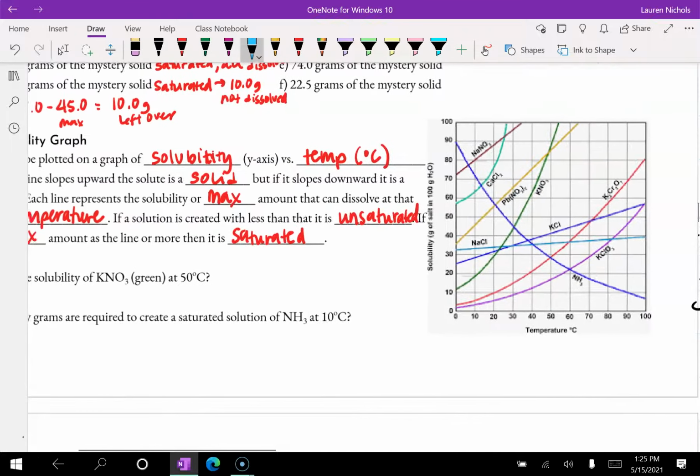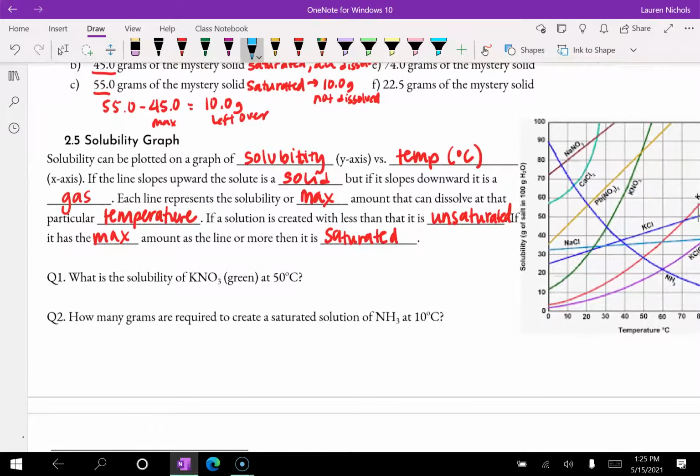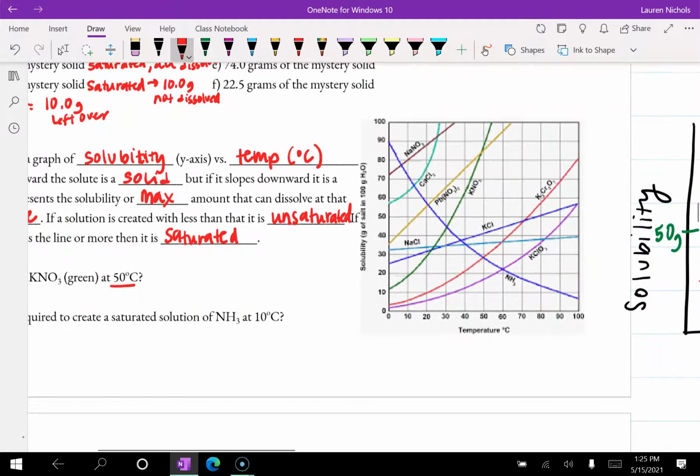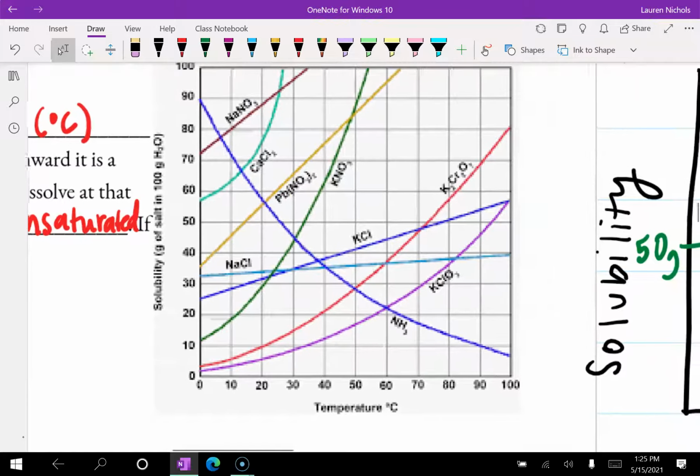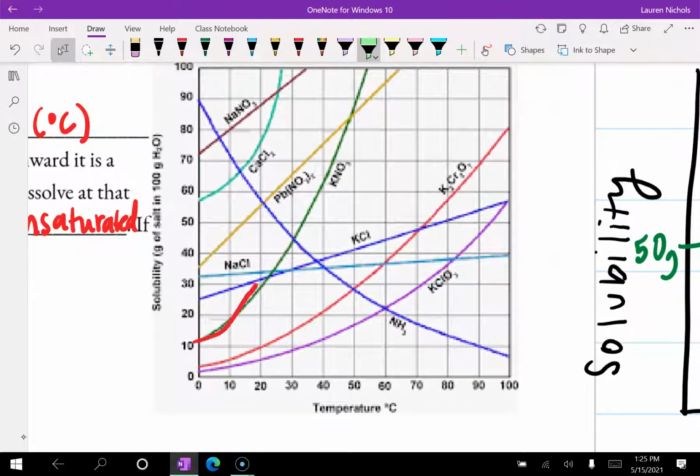as we look into these questions. And so question 1 says, what is the solubility of KNO3, which is that green line, at 50 degrees Celsius? Now remember, when you see the word solubility, I want you to think that's the maximum, and that is on the line. And we've got our temperature, 50 degrees Celsius. So if we look, KNO3 is this green line here, which I meant to highlight, not go over with a red thing. So that's that. And 50 degrees Celsius is right here.